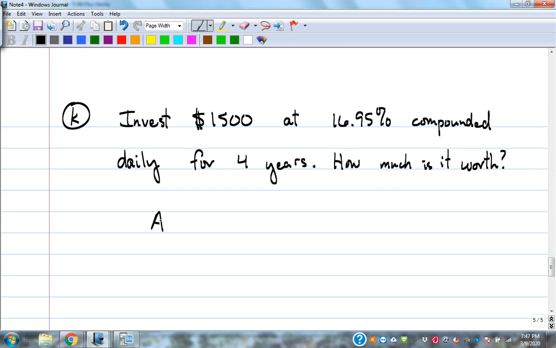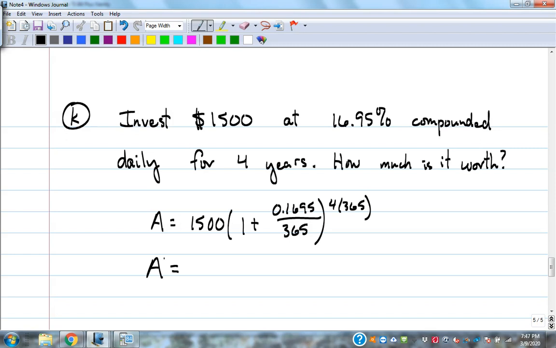Okay, $1,500. $1,695 over 365. 4 times 365 is the exponent. We don't pay the minimum payment. We don't pay anything. The interest still accrues. Okay. You make the minimum payment, that pays the interest and keeps it down. But if you don't pay anything, this is what happens.